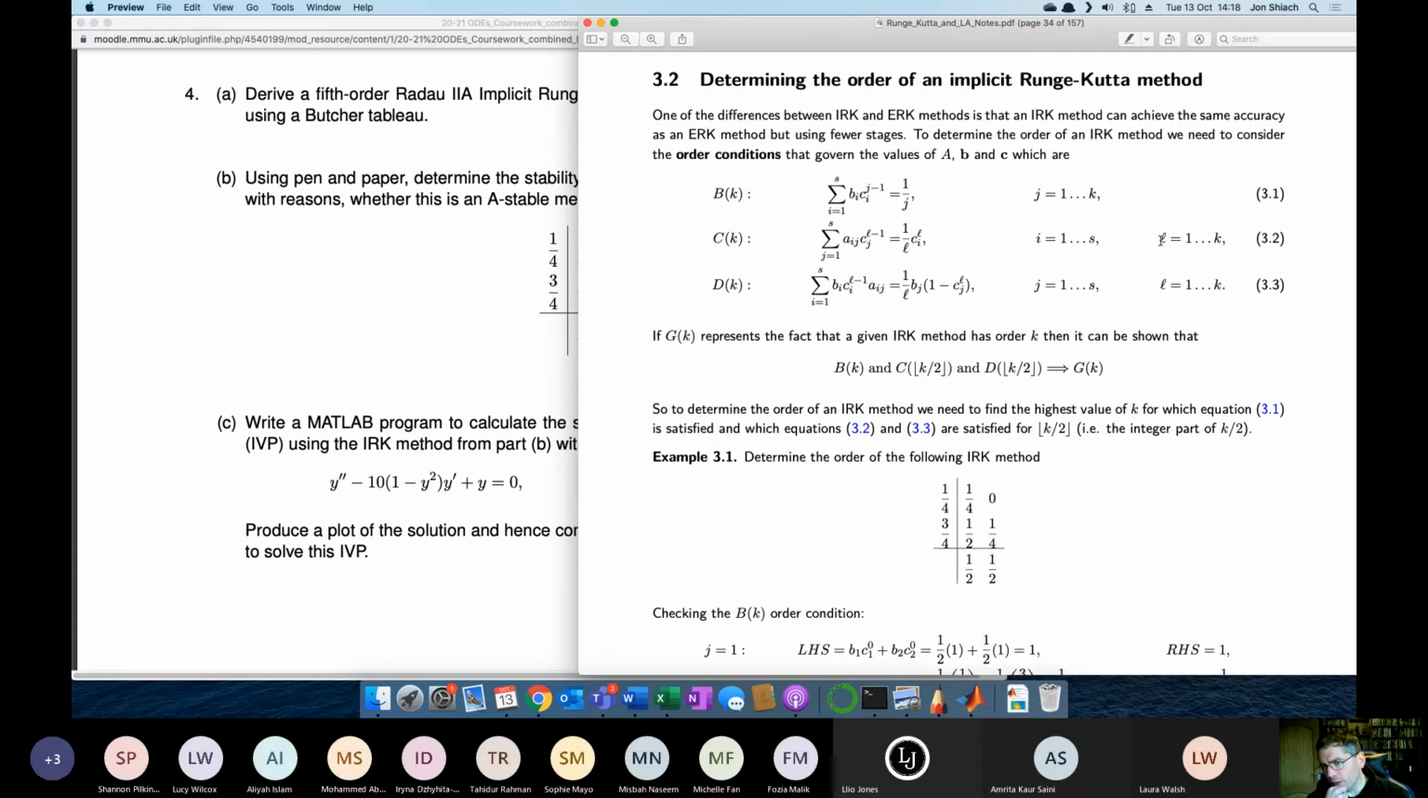Okay, we want a 5th order method. For C(k), half of 5 rounded down is 2, so l equals 1 and 2. However many stages you have, you'll have s equations when l is 1, and you'll also have s equations when l is 2.